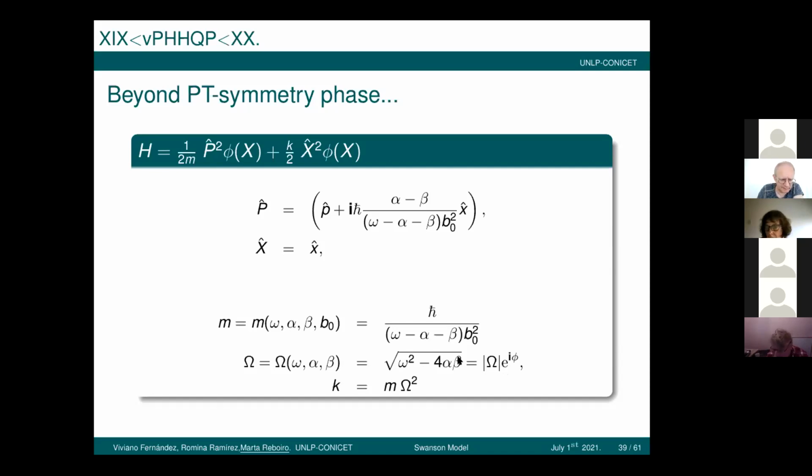And depending on the value of alpha and beta, this energy can take real or imaginary values. And our effective mass can take, it's always real, but can take positive or negative values.